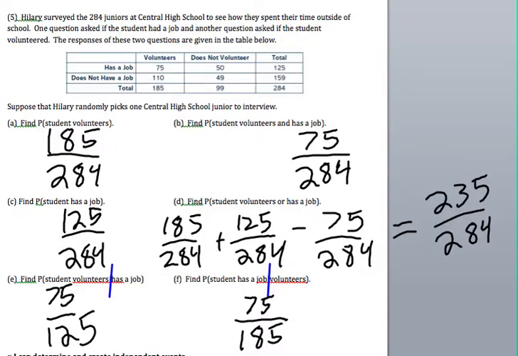Couple of important things to remember. Here we have the addition rule for non-mutually exclusive events. Probability of one plus probability of the other minus the overlap, or minus the probability that somebody does both. And that will give us the probability that someone volunteers or has a job. Remember, this is a calculation we do when we see that word or.